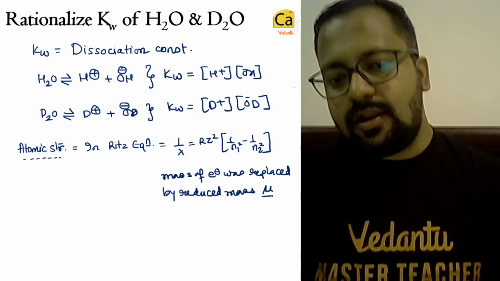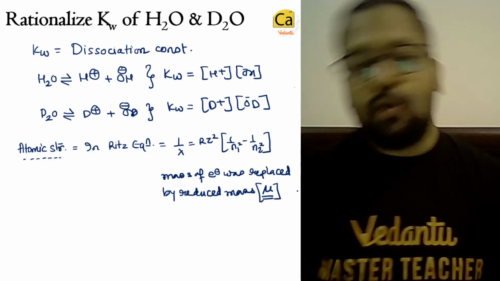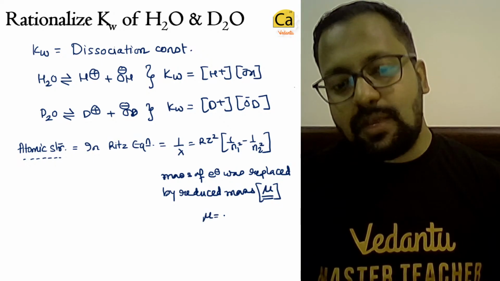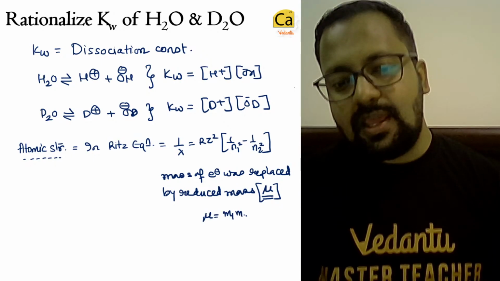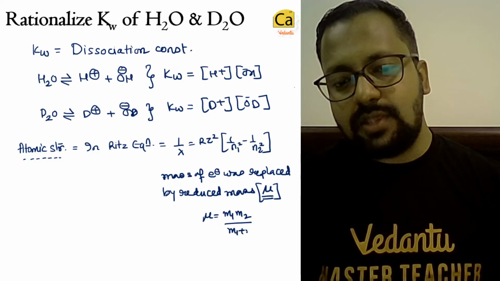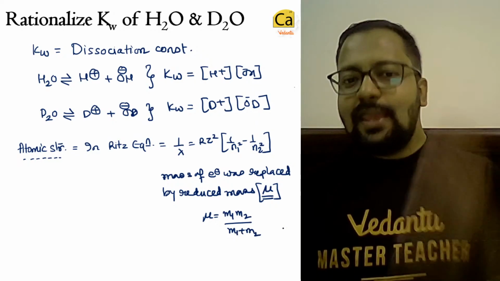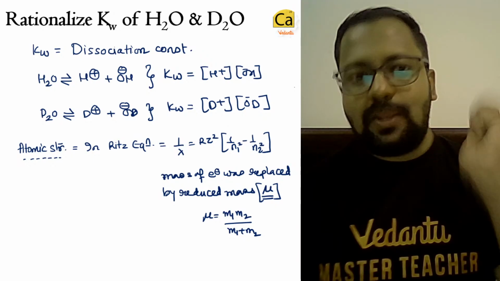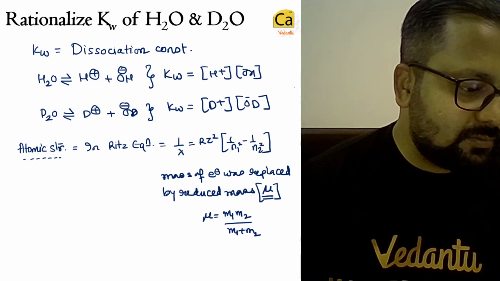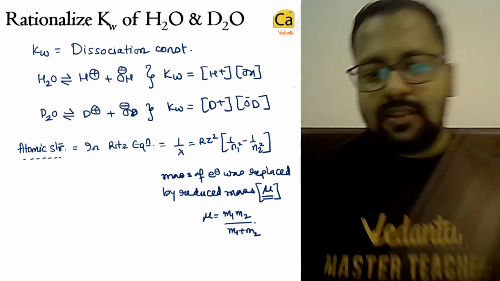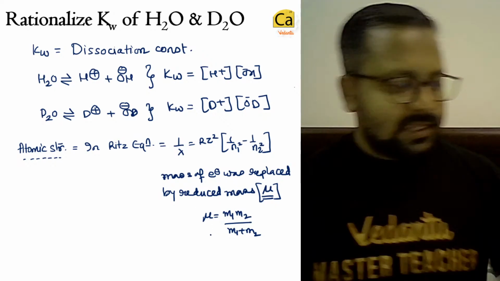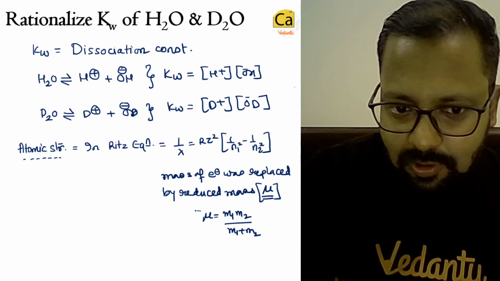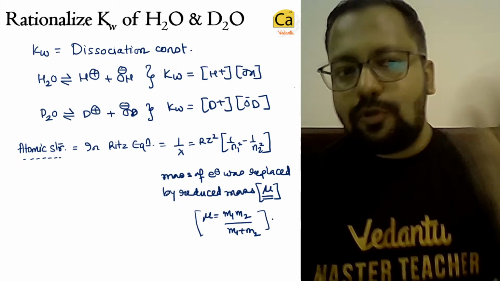You have read reduced mass in rotational mechanics, and reduced mass is taken as m1 m2 upon m1 plus m2. In this case as well, we take the same logic to explain Kw, and use this logic to rationalize it.